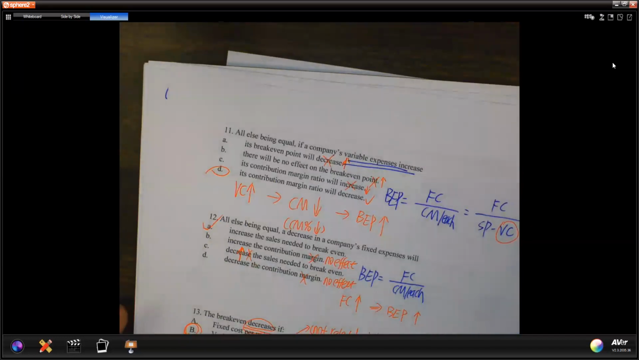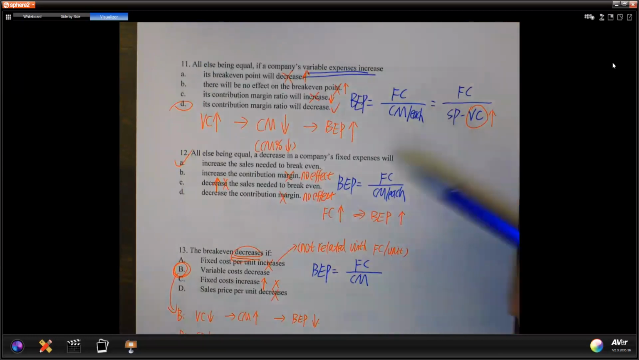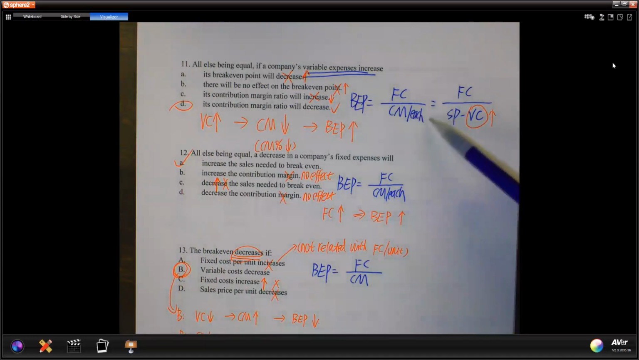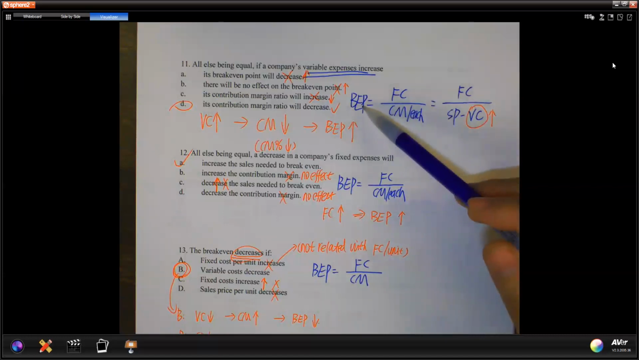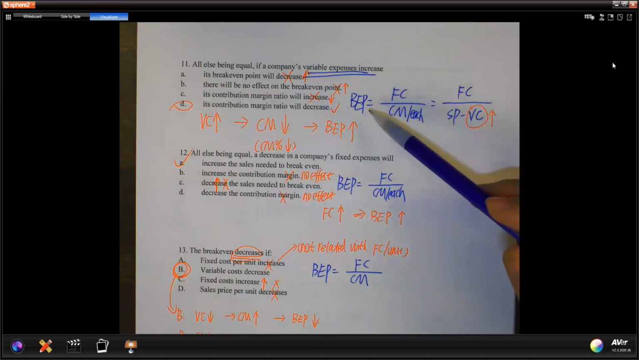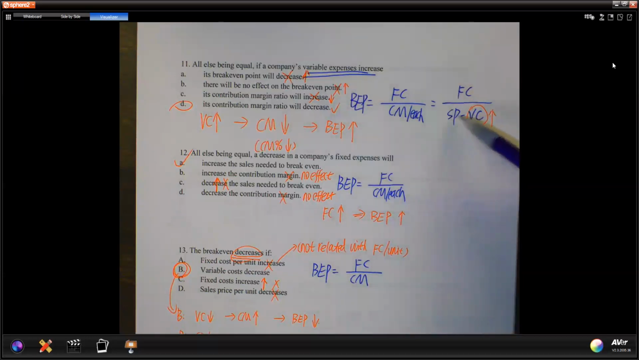Questions 11, 12, 13, I think those are the same part. It's how something will affect a break-even point. So very quickly, we talked about in class that the break-even point is your fixed cost divided by contribution margin per unit. And contribution margin is your selling price minus your variable cost. From your math part, if your numerator increases, your break-even point will increase. If your denominator increases, your break-even point will decrease. So that's the first thing you need to know. And then you just go through this, and you need to know how your contribution margin is related to the selling price and the variable cost.